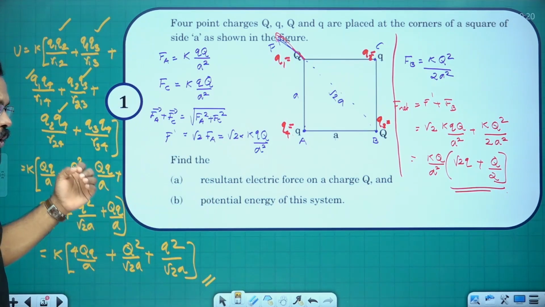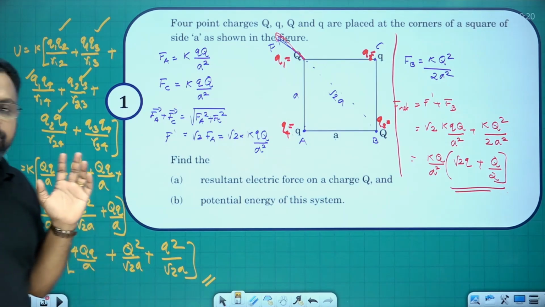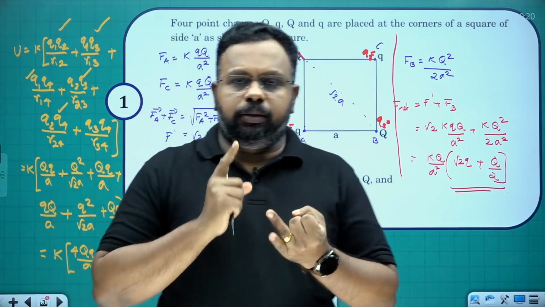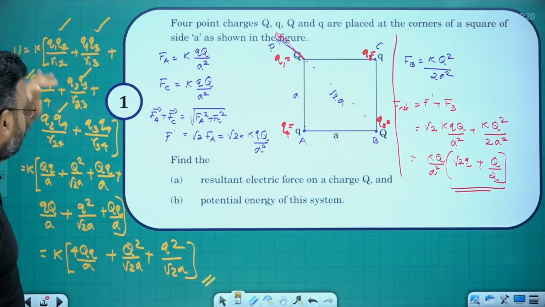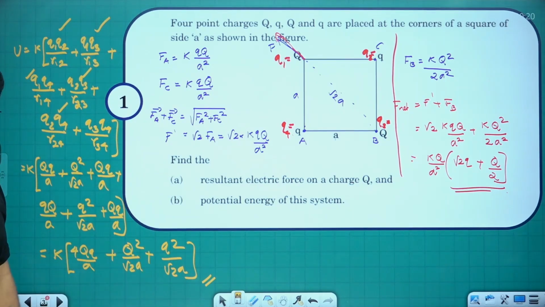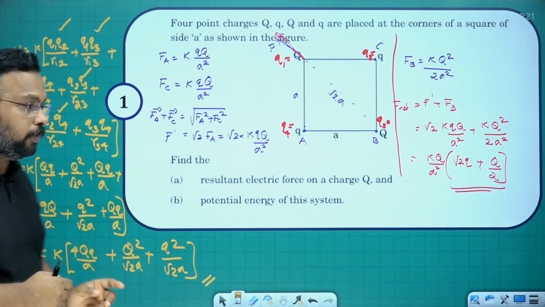So don't be confused. Don't skip this type of questions. You just check if it is 3 charges, 2 charges, 1 charge, the potential energy formula has an identical format. This is the method. I hope this is clear. So the first 3-mark question is over. Let's move on to the second one.